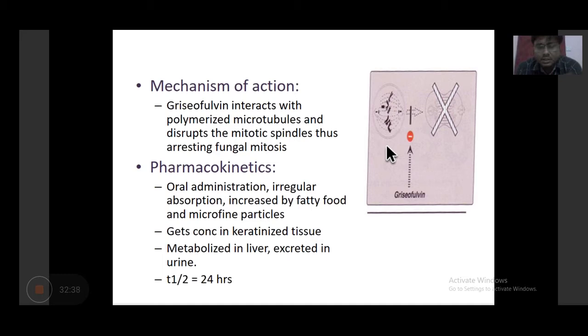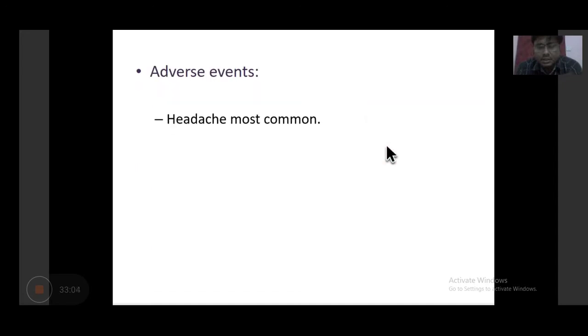Pharmacokinetics of griseofulvin is mentioned here, that oral administration, as I already told you, it is a systemic drug for superficial fungal infection. It is given by oral route as a tablet. Irregular absorption has been seen. And it is one of the good examples of a drug whose absorption is increased by fatty foods, so it can be taken with dairy products like milk. It is concentrated in keratinized tissue and hence selective. It is metabolized in liver and excreted in urine. The half-life is 24 hours.